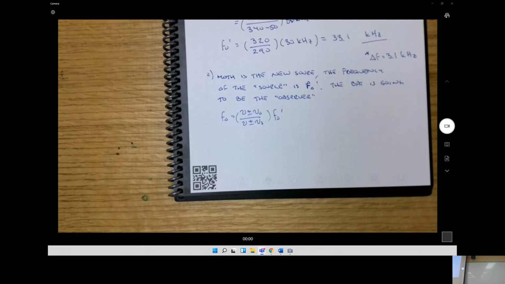Now remember, the observer is going to be the bat, and the source is going to be the moth. Because the roles changed, the signs are going to be a little bit different. So try to find again what the signs will be. How do we simplify that equation with the new rules?